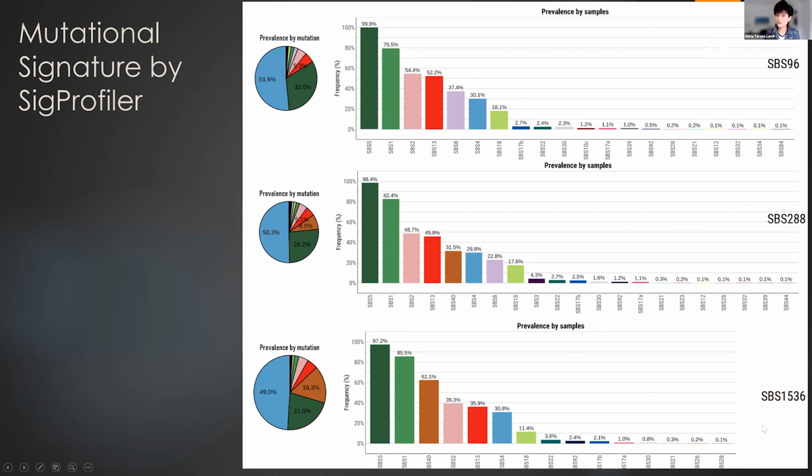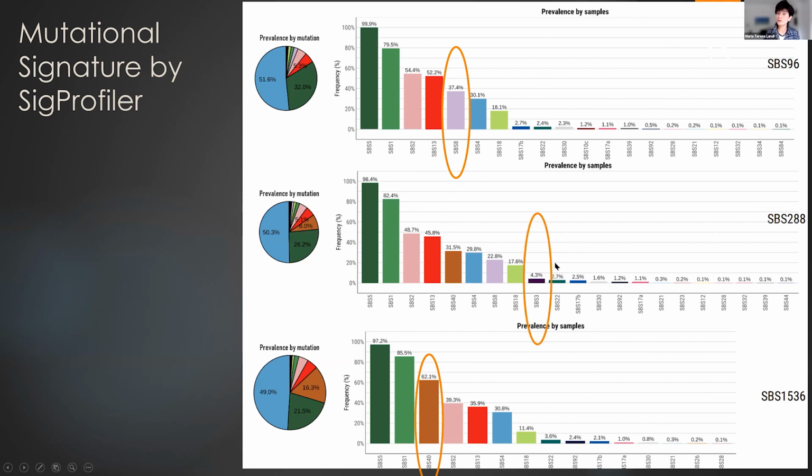For example, if we use the 1536 that we used in the first set, we saw that quite a large percentage of the samples had the mutation on signature 40, which was totally absent when we looked at the 96 combinations. In the 96 combinations, there was a signature 8. It was absent in the 1536 combination types. When we looked at the 288, we saw that signature 40 and signature 8 were also present, although in a smaller percentage.